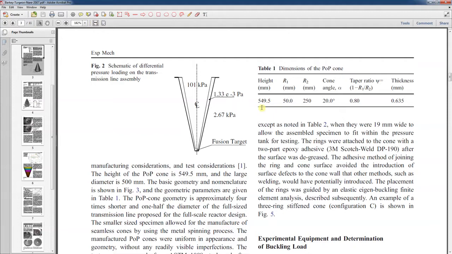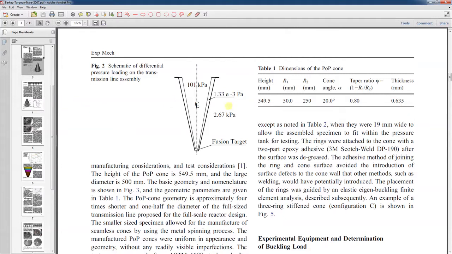I had a height of about 550 millimeters, and R1 of 50 and R2 of 250 millimeters. Cone angle of 20 degrees, which gives me a taper ratio of 0.8 and a thickness of 0.635 millimeters. So this is pretty thin steel. It's much less than a millimeter thick. So I went through and I calculated those up.